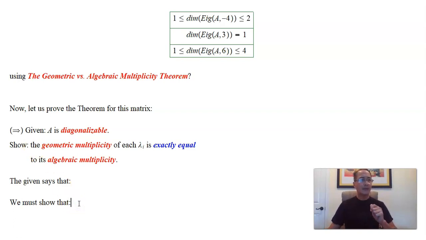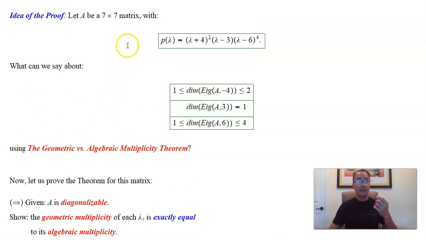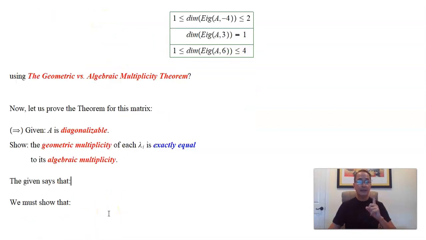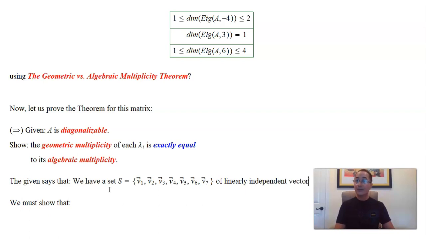Okay, so let's write down, let's do both of them. What does the given say? Let's dig a little deeper. When is a matrix diagonalizable? It's a 7 by 7 matrix, correct? So we should have 7 linearly independent eigenvectors for this matrix. So the given says that we have a set S, B1 through B7, of linearly independent vectors.